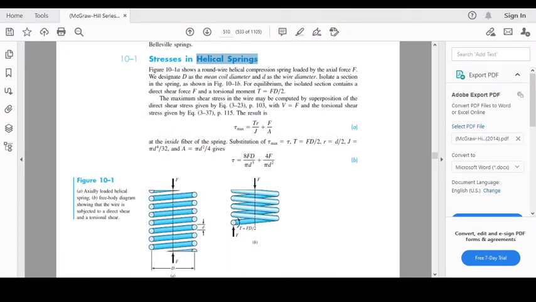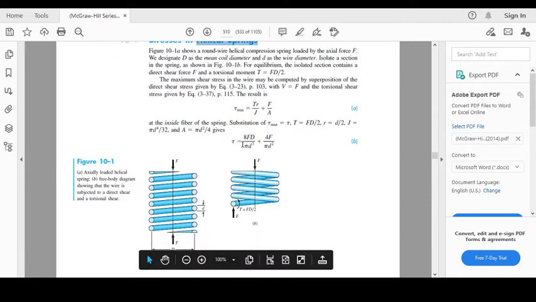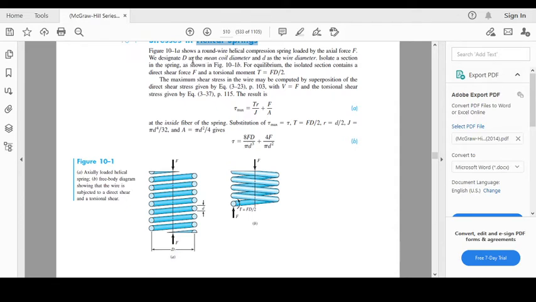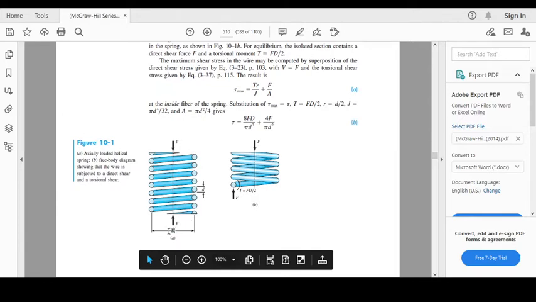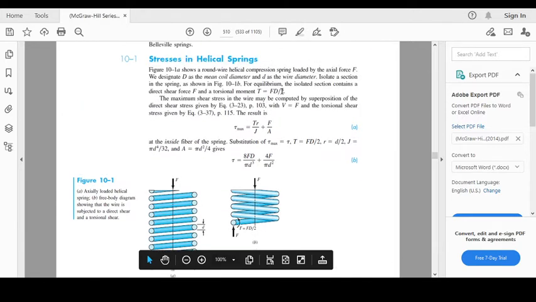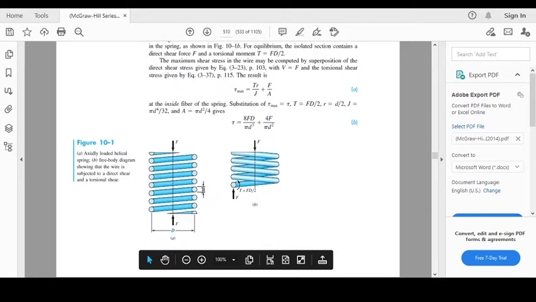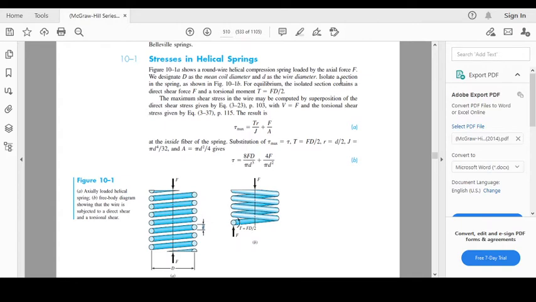Figure 10.1a shows a round wire helical compression spring loaded with axial force F. We designate D as the mean coil diameter. Capital D here is the mean coil diameter, and small d is the wire diameter. Isolate a section of the spring shown in figure 10.1b. For equilibrium, the isolated section contains a direct shear force F and torsion moment T equals Fd over 2. T is the torque. Torque is force times radius, so force times diameter over 2, which is the mean diameter.